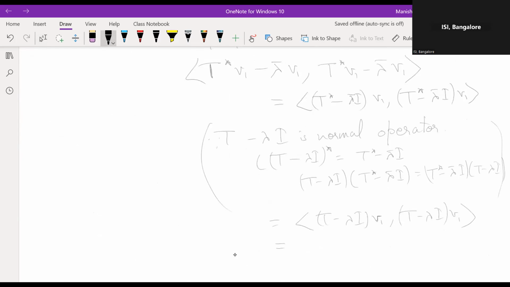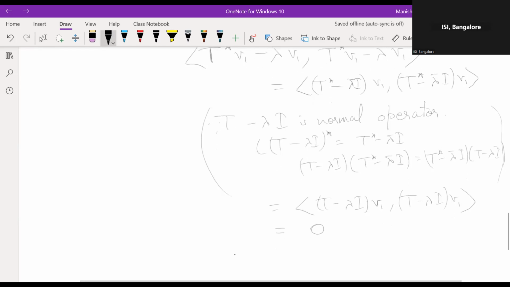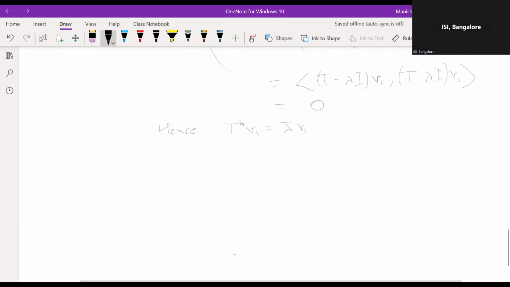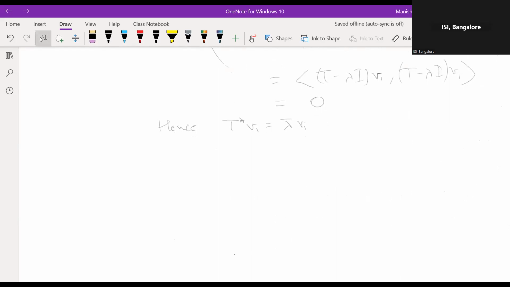but what is this vector? V1 is a λ eigenvector. So TV1 is the same as λV1. So this is 0. So what you get is that, hence, T*V1 is λ̄V1. So V1 is also an eigenvector for T*. So now it is easy to show that W is closed under the action of T*.